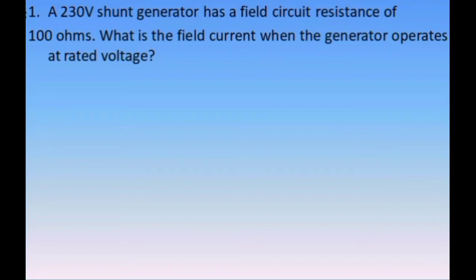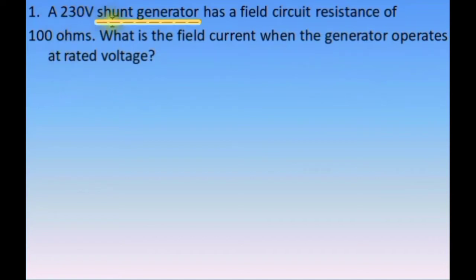We have here problem number 1. A 230 volt shunt generator has a field circuit resistance of 100 ohms. What is the field current when the generator operates at rated voltage? It's very important to understand the problem so we can solve it properly.